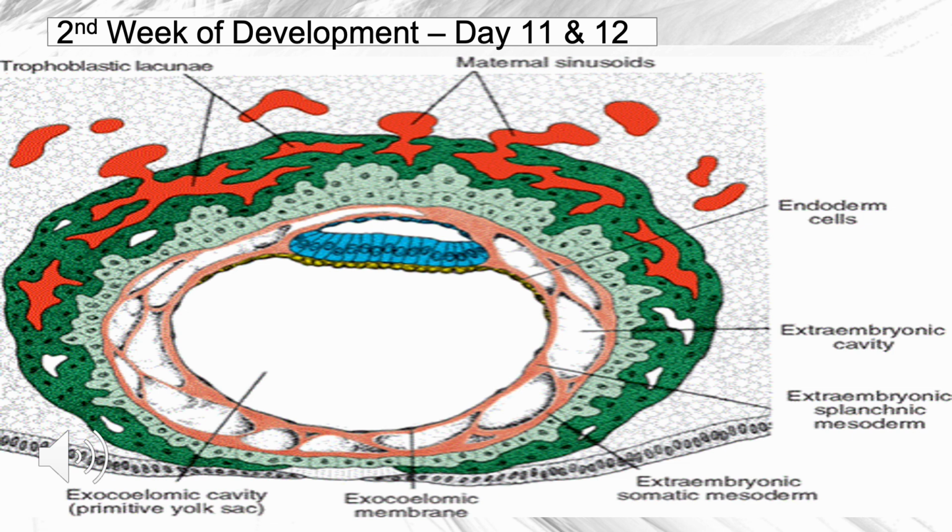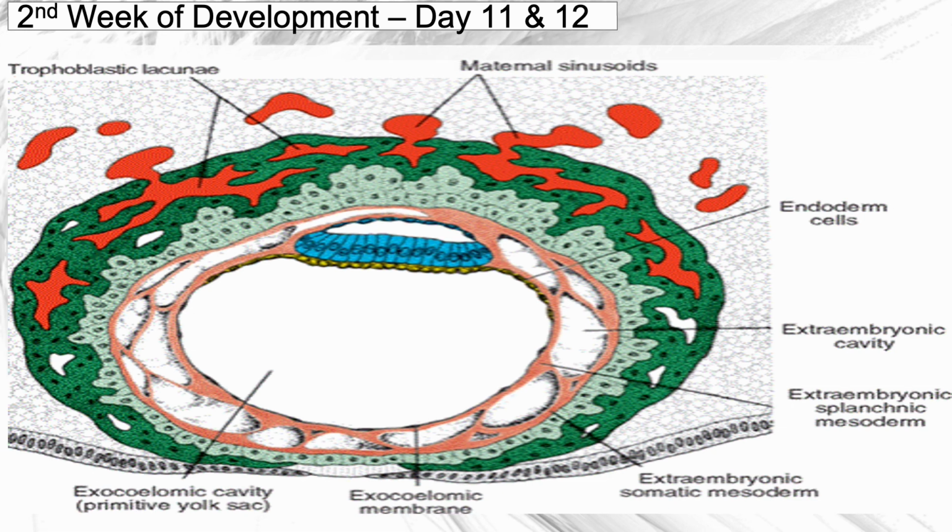The syncytiotrophoblast cells penetrate deeper into the stroma and erode the endothelial lining of maternal capillaries or sinusoids. The syncytial lacunae become continuous with the sinusoids, and maternal blood enters the lacunar system and eventually the trophoblastic system, establishing the primitive uteroplacental circulation by the end of the second week.